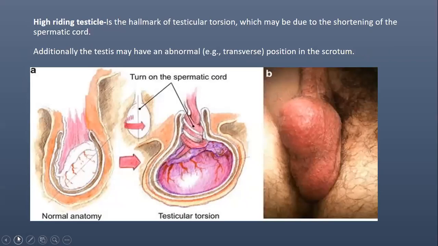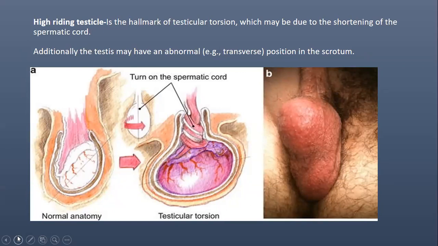However, those who have lower scores, you can take them for a scan so that they really look at them. Since they are looking inside, they'll tell you what is actually being seen. So this is a picture of a high riding testicle on part B. You can see that the testis is a little bit high, so that's what we call a high riding testicle. It's also a hallmark of testicular torsion.